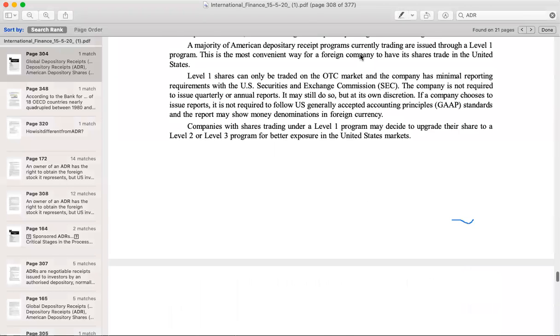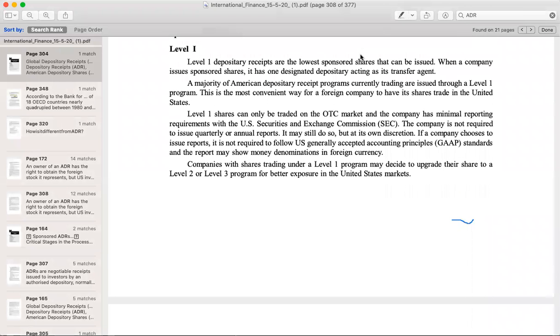Disclosures, right? As I said, you don't need to follow the GAAP, you don't need to convert it. Again, what happens is minimal reporting to the Securities Exchange Commission, which is a regulator in the US. Like we have SEBI in India, we have SEC in the US. This is also not required. And the company doesn't need to always publish its quarterly, annual reports, etc. If it wants, it will do. If it doesn't want, it can leave it off, right? That is what is the listing of level 1 ADR.